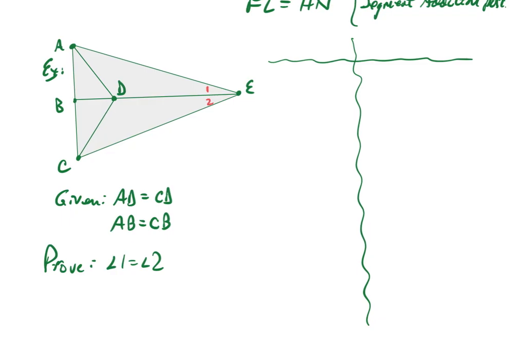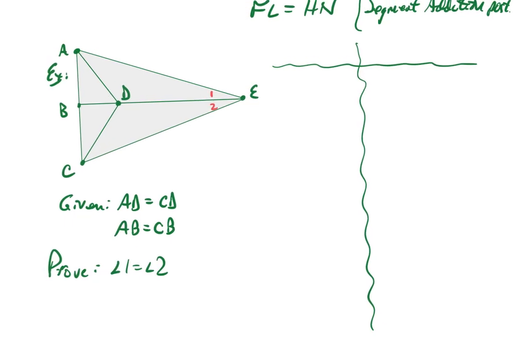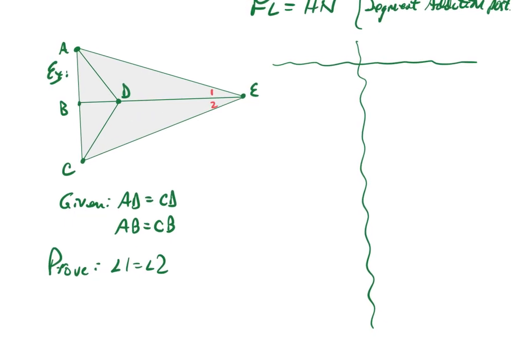All right, so here's my last example. Right, and this is kind of a tough one. But what we have is one triangle that's broken up into quite a few smaller pieces. And after all is said and done, what I'm trying to get to is showing that angle 1 and angle 2 are equal to each other.